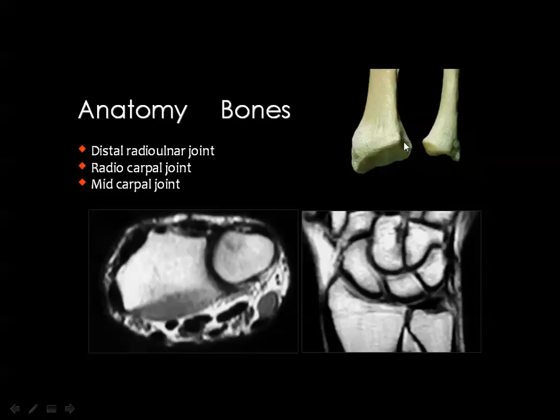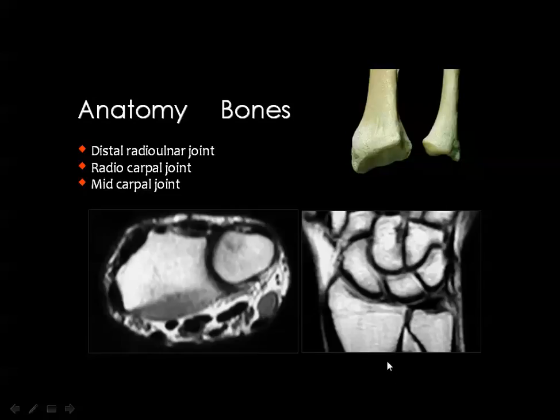Starting with the anatomy, you know that the radius and ulna articulate with each other in the distal radioulnar joint, and you know that there is a notch in the distal part of the radius which is known as the sigmoid notch. This is the sigmoid notch where the ulna can articulate with the radius in this distal radioulnar joint. This joint is best evaluated in the axial images, but it can also appear in the coronal images. This is the radius and this is the ulna. This is the distal radioulnar joint.